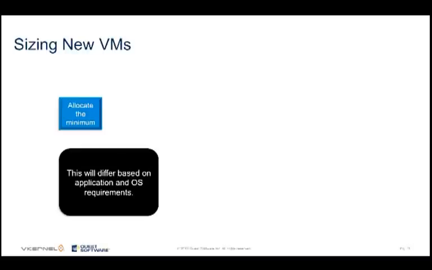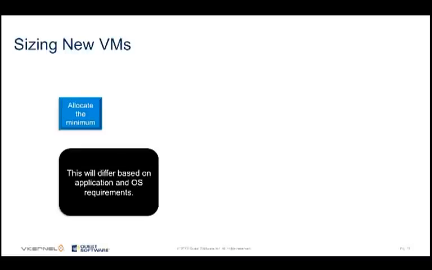So we're going to talk about sizing new virtual machines, and then we're going to talk about sizing existing virtual machines. When it comes to sizing new virtual machines, we recommend allocating the minimum. Now, this is very subjective, and what I mean by subjective is there's a lot of variables here. It's based on the operating system requirements, it's based on the application requirements, and in some cases it may even be based on politics requirements, where you're told, you know what, give the application owner whatever they ask. We want to make them happy. And you know what, that might have to be your minimum.